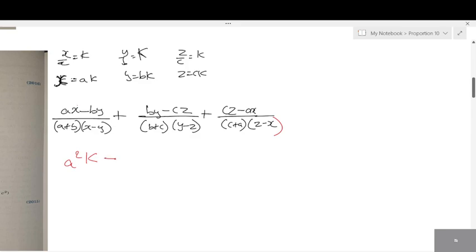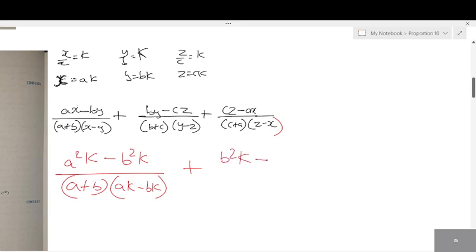A square k minus, when you substitute for y, what do we get? B square k divided by a plus b into, what is x minus y, students? What is x minus y? Ak minus bk. Plus, for the other one, what do you get? B into y is b square k minus c square k. I'm writing it directly, just multiplying directly. B plus c doesn't have a value. Y minus z, y is bk minus z is ck, plus.